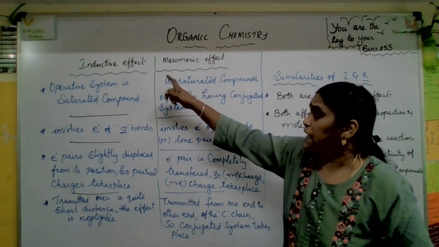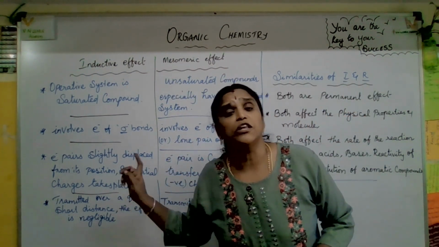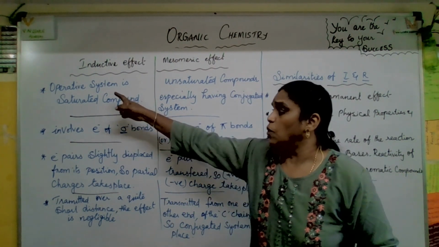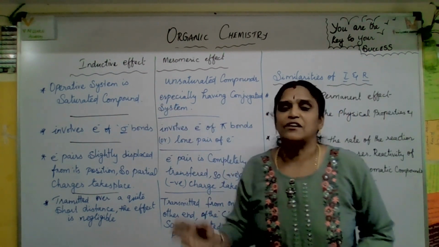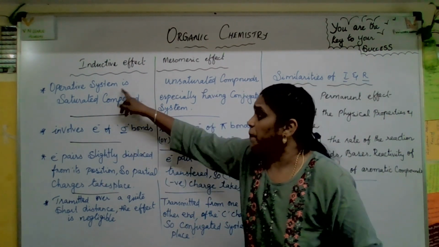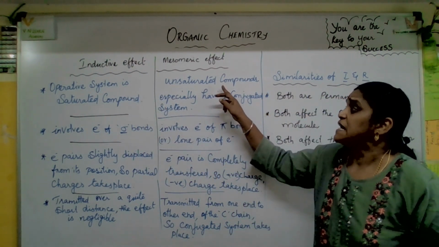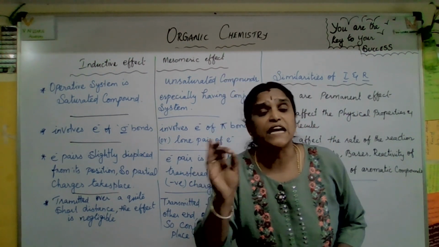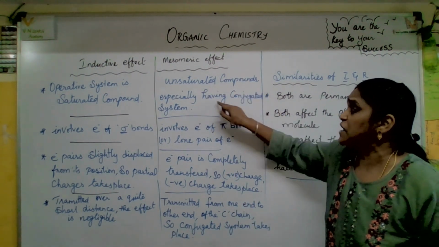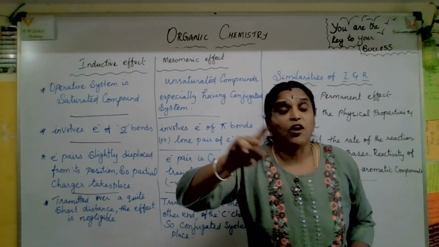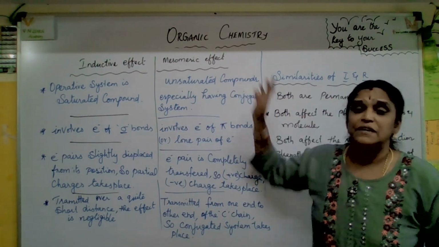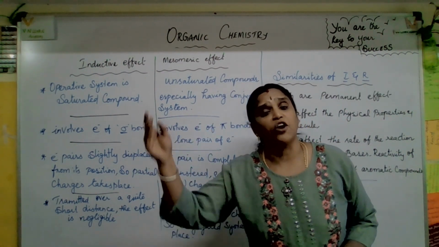First and foremost, inductive effect and mesomeric effect, you can take down these notes, it will really be helpful, you can understand very easily. Okay, now the operative system in inductive effect is a saturated compound, with single bonds, carbon single bonds, sigma bonds. Whereas for mesomeric effect, the system is an unsaturated compound, that means double bonds and triple bonds will be there, especially a conjugated system with alternate double bond and single bond, as we have gone through. No conjugated system is present in the inductive effect, but it is present in the mesomeric effect or resonance effect.